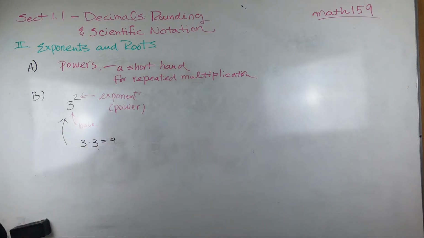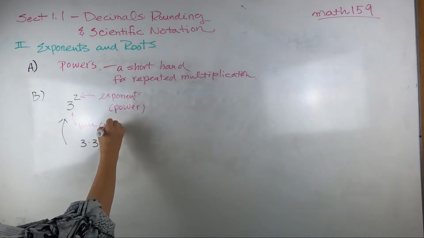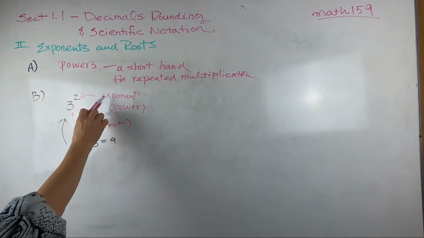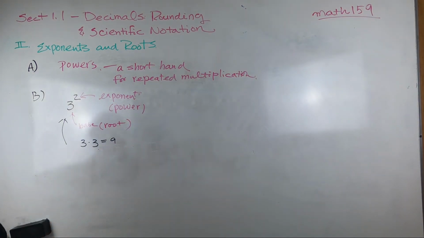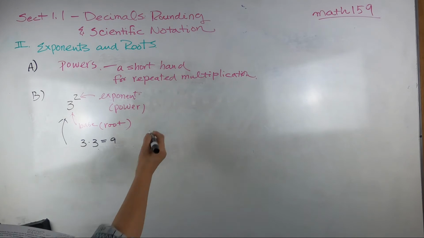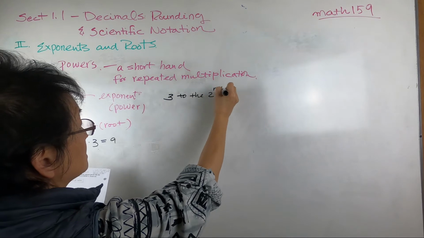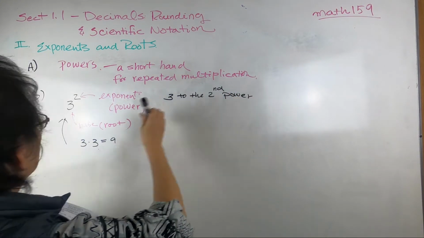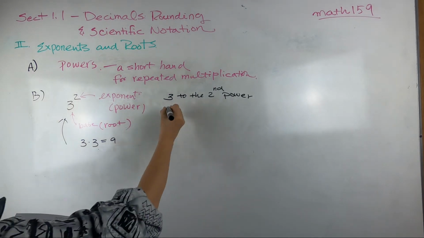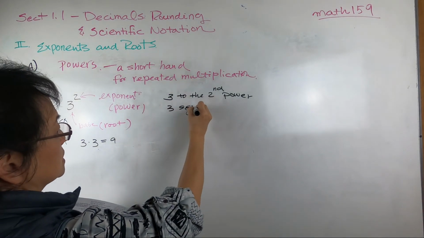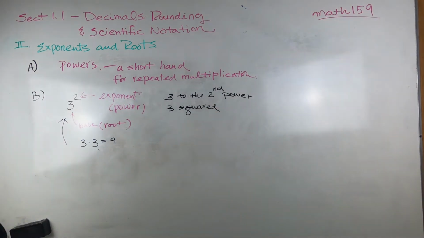So the bottom one, we call it the base, or the root. The top one, we call it the exponent, or the power. Actually the meaning is repeated multiplication. Multiply itself twice. Then when you describe it, how would you say it? You would say 3 to the how many power? Second power, right? 3 to the second power. Or you can say 3 squared. Then we know exactly what you are talking about, right?